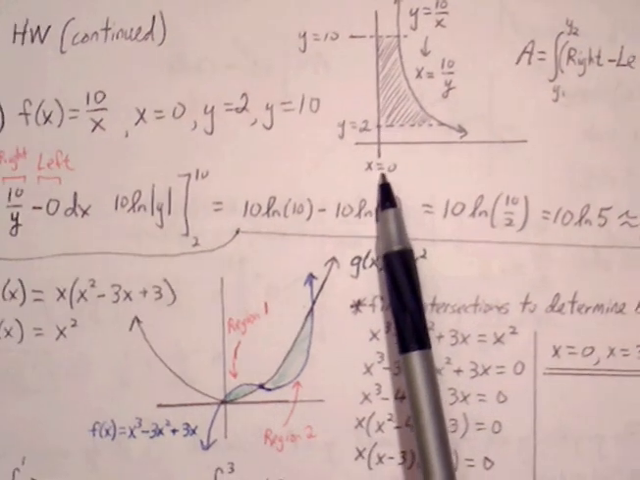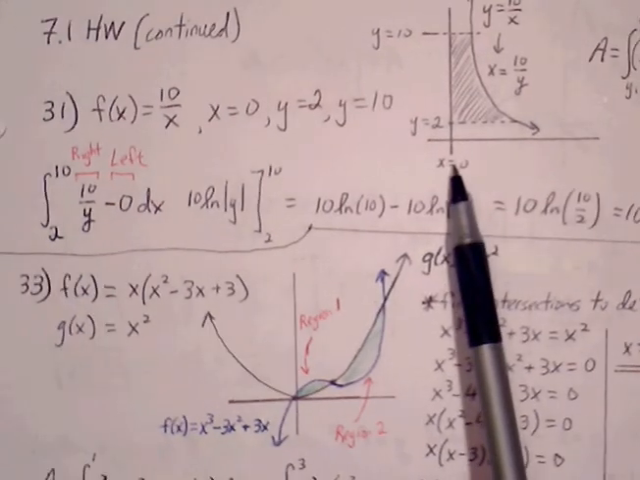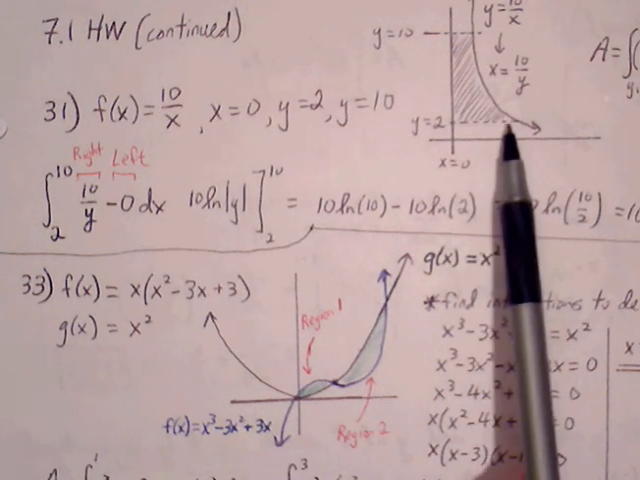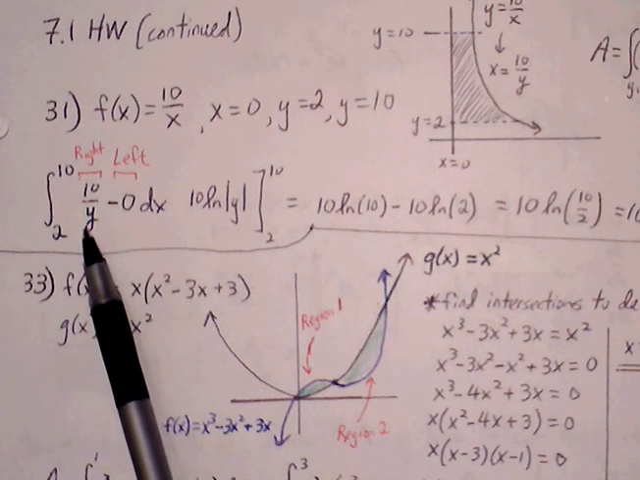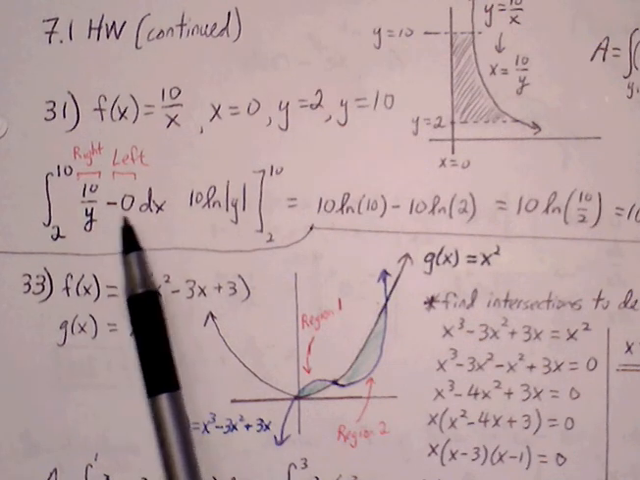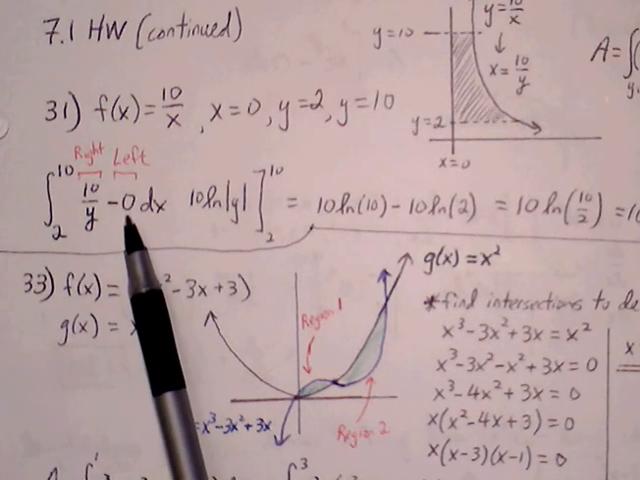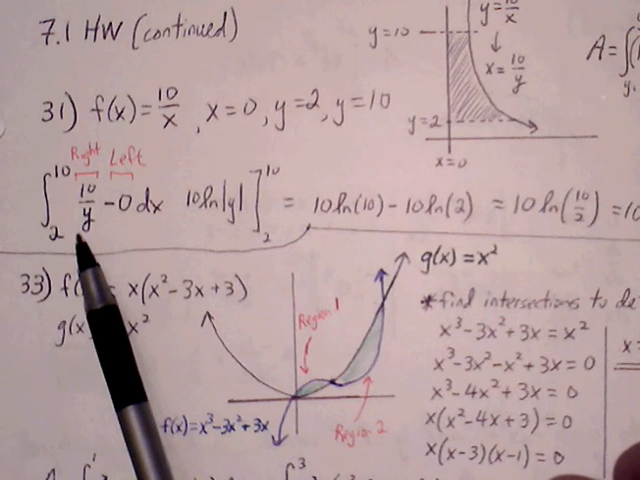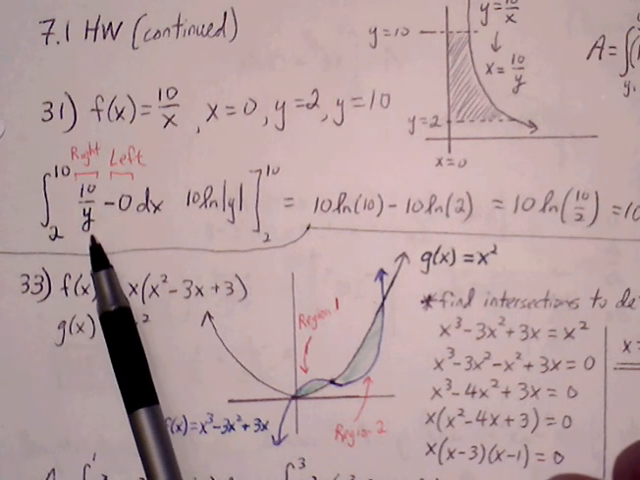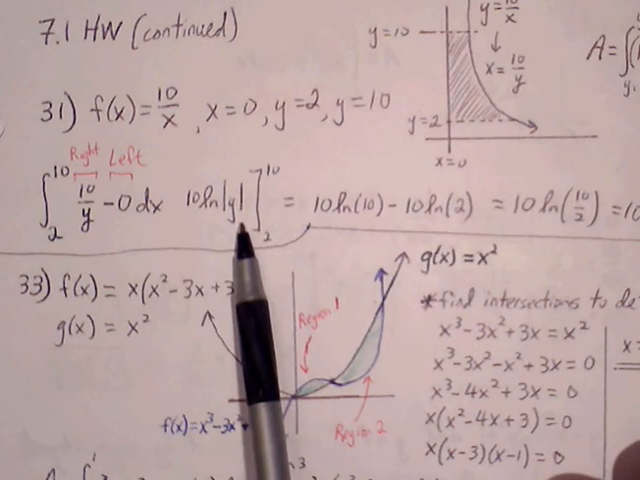So that's fine there. Our lower and upper bound is our y value, so y value from 2 to 10. The right curve is 10 over y. The left curve is 0. And so we think about how we can apply the rule. The rule for 10 over y is this rule, 1 over u, which is natural log of u. So 10 natural log of y.